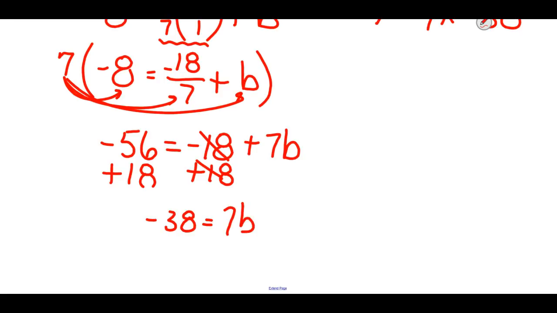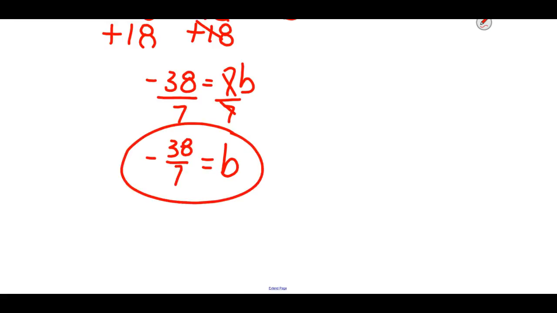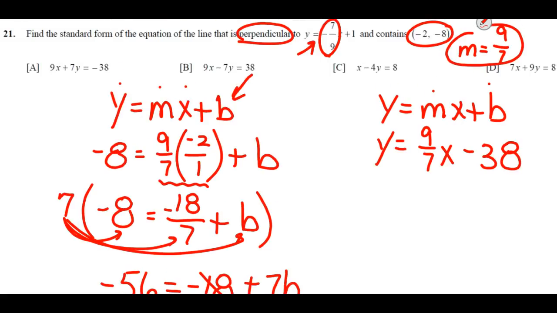Now equal to 7b. I'm going to divide by 7. This is going to give me a b that equals negative 38 sevenths. Now, pull this back up, gives me that. Now I'm back to where I need to be.